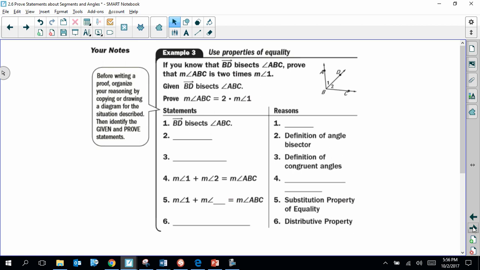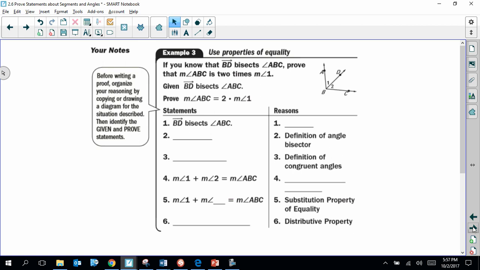Now, off to the side it says before doing your proof, it's very good to draw a diagram, because here in this example we're given a diagram, but we don't have to be given one. We can just say this is your given information, prove this statement. If it's not giving you a diagram, it's a really good idea to draw a diagram based on what it's telling you. You could just draw some generic angle ABC and then draw a ray BD in it to bisect it, making one of them angle 1, one of them angle 2.